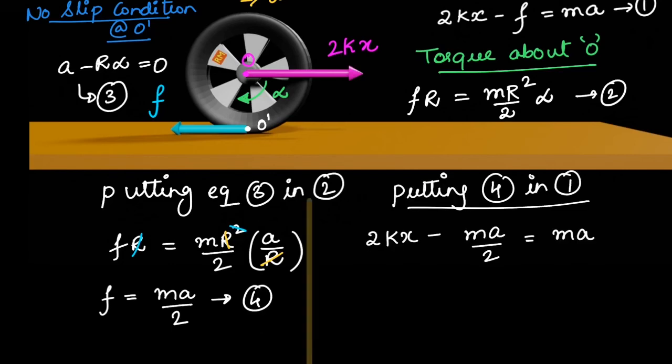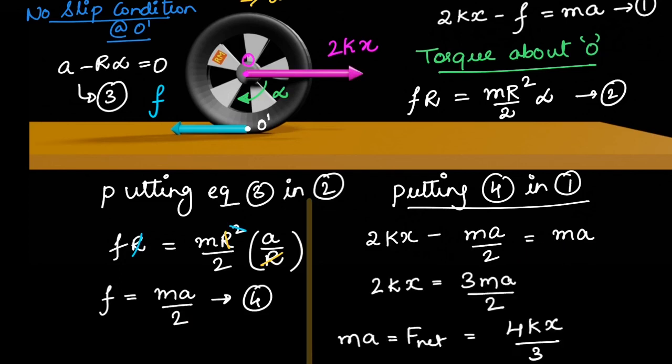Next, putting equation 4 in 1, which means we are substituting this in equation 1. We get 2kx minus friction F, which is ma by 2, equals mass into acceleration. If we simplify this, we get 2kx equals 3ma by 2, or ma, which is the net force acting on the disc, equals 4kx by 3.